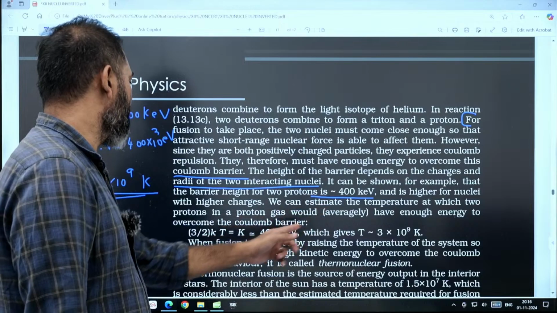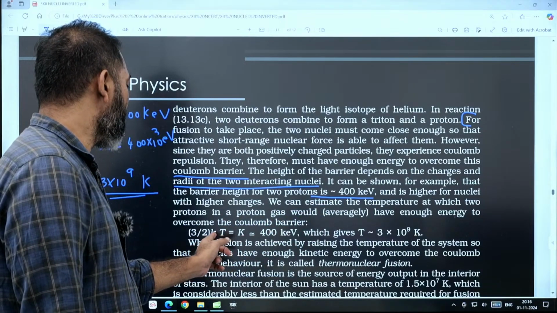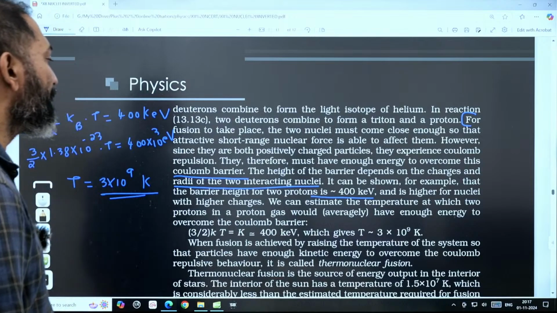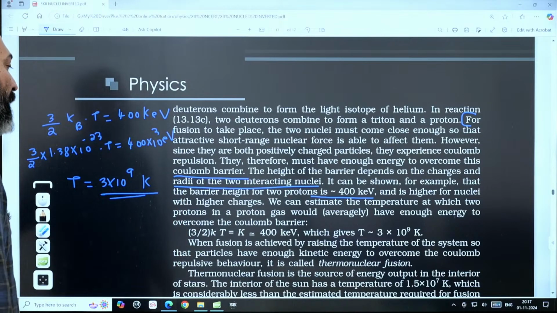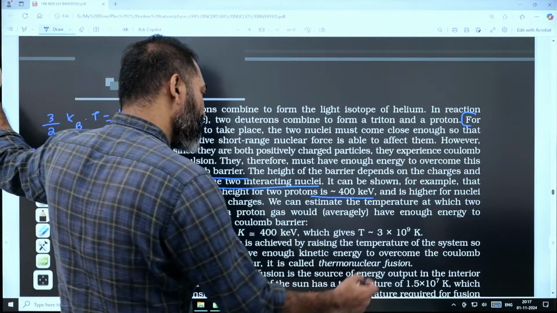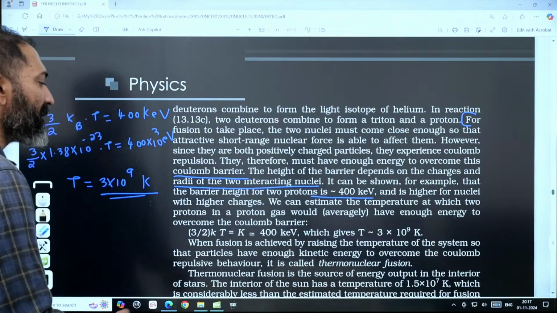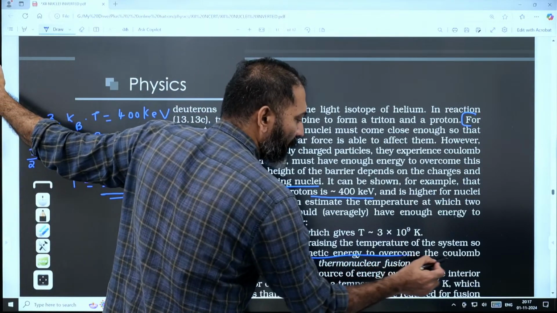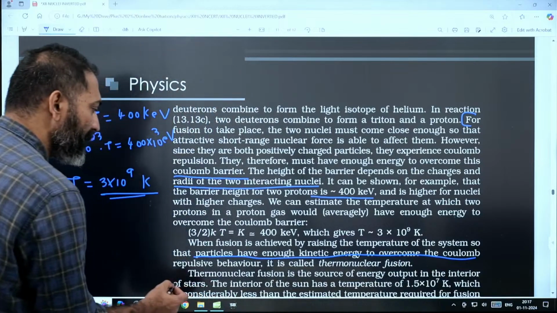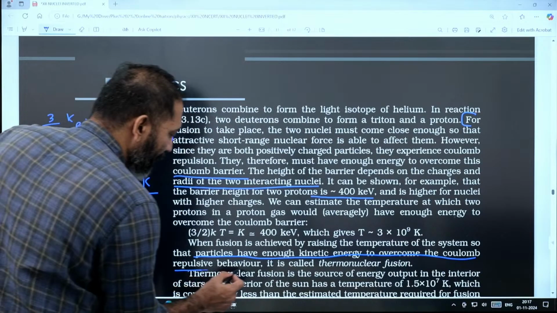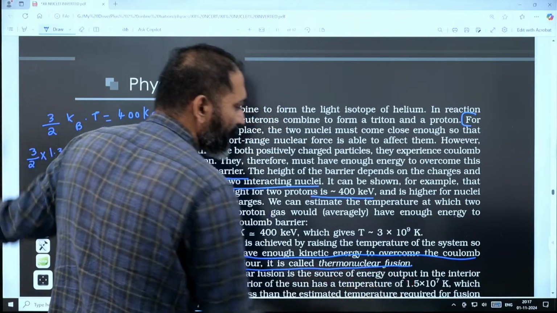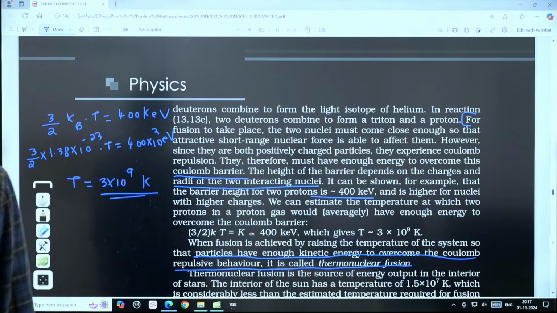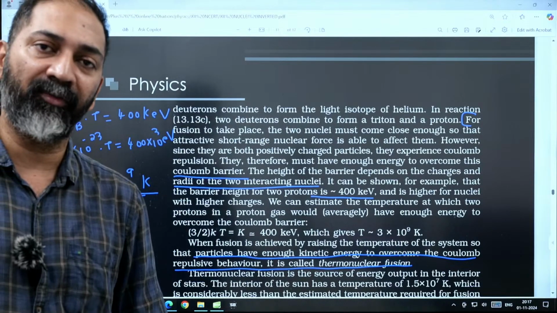Very high temperature. So 3/2 kBT, where kB is the Boltzmann constant, is equal to 400 keV, which is equal to 3 × 10^9 Kelvin. When fusion is achieved by raising the temperature of the system so that particles have enough kinetic energy to overcome the Coulombic repulsive behavior, it is called thermonuclear fusion. Which is a very important question: why is fusion called thermonuclear fusion?